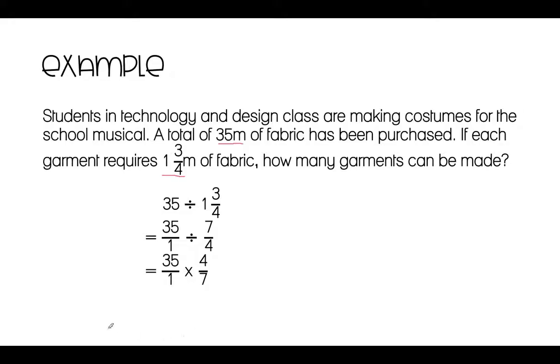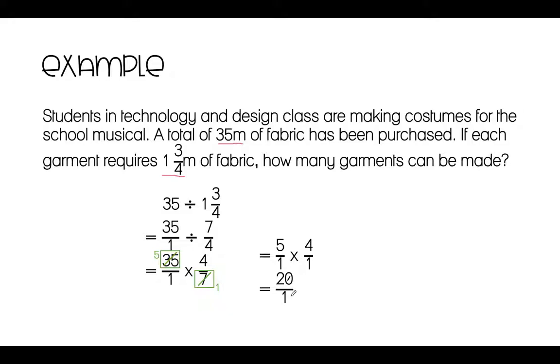Now again, remember, we always look for common factors. 1 and 4 we don't worry about, because 1 is the only factor of 1. And 35 and 7, well, 7 goes into both of these. So how many times does 7 go into 35? It goes in 5 times, and it goes into 7 once. So our new sum here is 5 over 1 times 4 over 1. So we multiply our numerators and our denominators, and we get 20 over 1.